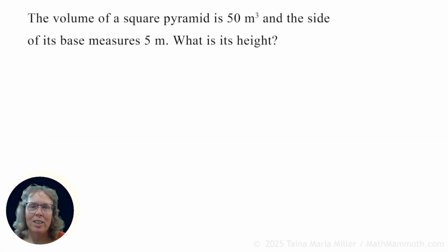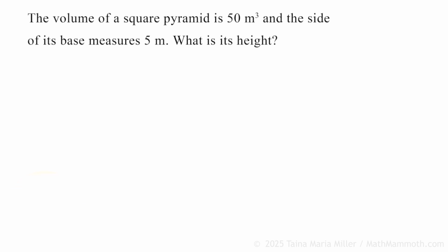All right, let's solve another different kind of problem. This time we are not just going to calculate the volume of any shape, but instead we need to find the height. The volume of a square pyramid is 50 cubic meters, and the side of its base measures 5 meters. What is its height? We know the volume, we know the side length of this base. Do we know what shape the base is? What kind of pyramid is it? It's a square pyramid, so we do have a square here. 5 meters, and then, I don't know how high it is at this point.